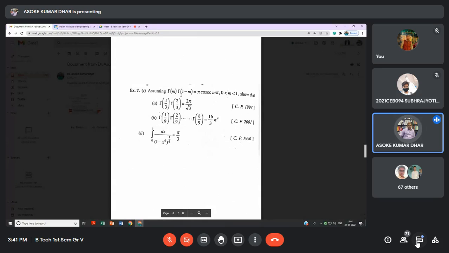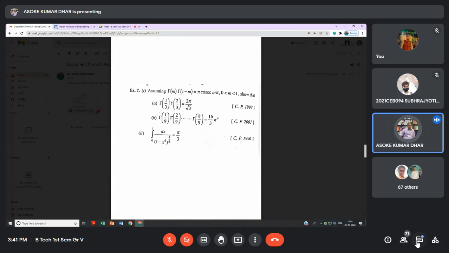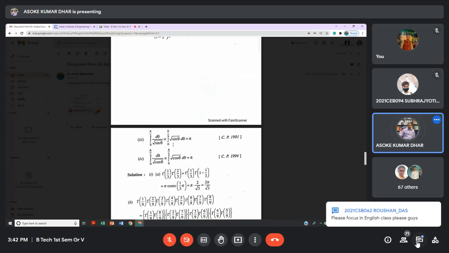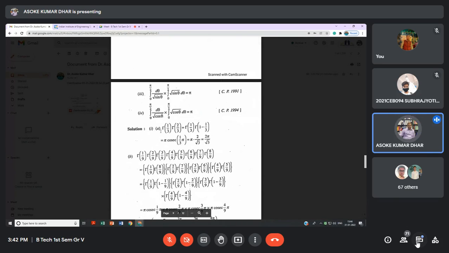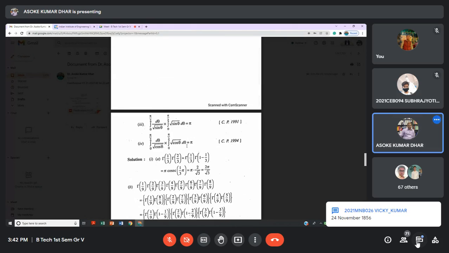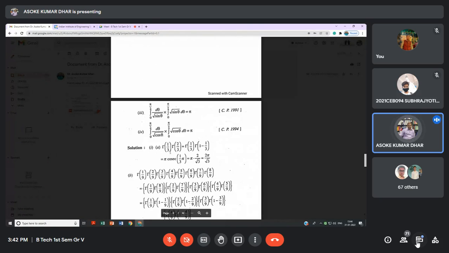Assuming gamma m, gamma 1 minus m is equal to pi cosec m pi, 0 less than m less than 1, this a and b and number 2. So 3, 4, 5 problems. Now gamma 1/3, gamma 2/3 means gamma 1/3, gamma 1 minus 1/3 is equal to pi cosec pi by 3. Applying the result, pi cosec m pi, put m is equal to 3, so this is equal to 2 pi by root 3.